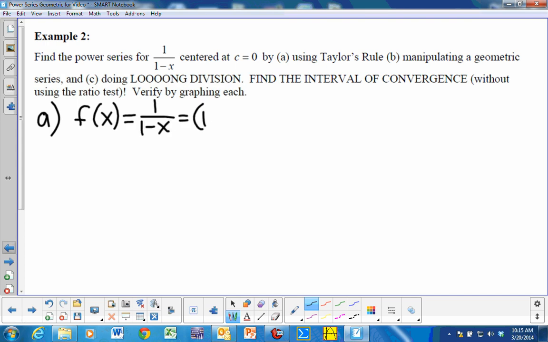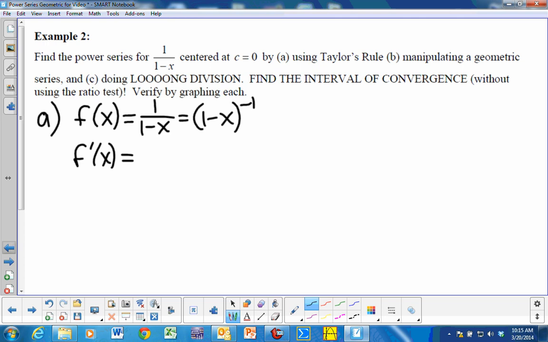Well, to make it easier to do the derivatives, I'm going to write it as 1 minus x to the negative 1. And then we find the first derivative, then we find the second derivative, and then we find the third derivative, and so on. And as long as we get the pattern, we can stop at the point we see what's going on here.